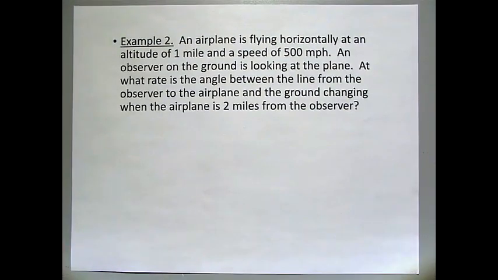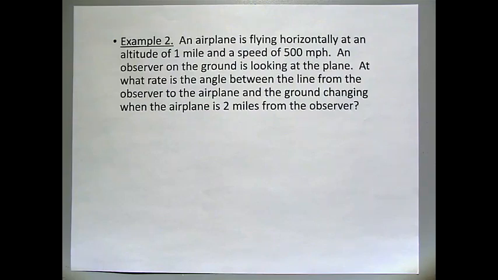Got an airplane here flying horizontally at a fixed altitude of 1 mile. And it's going at a speed of 500 miles per hour. You got this observer on the ground that's watching the airplane. And we're interested in finding at what rate the angle between the line from the observer to the airplane and the ground is changing when the airplane is 2 miles from the observer.